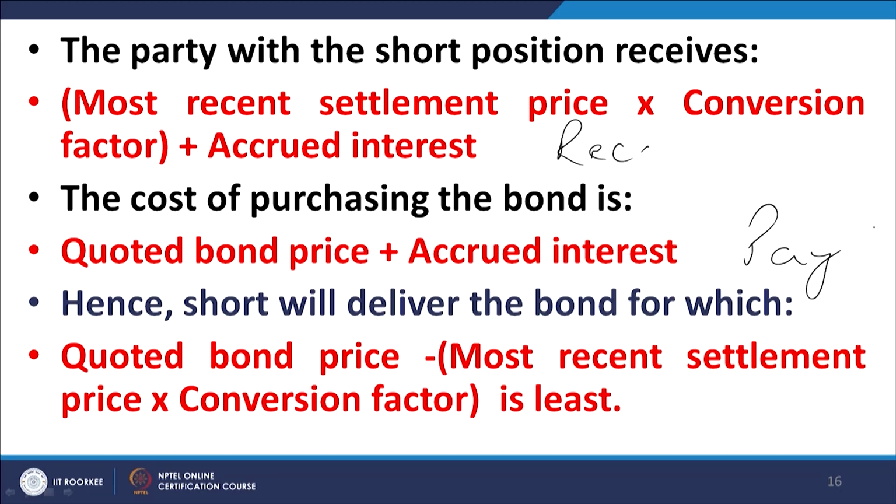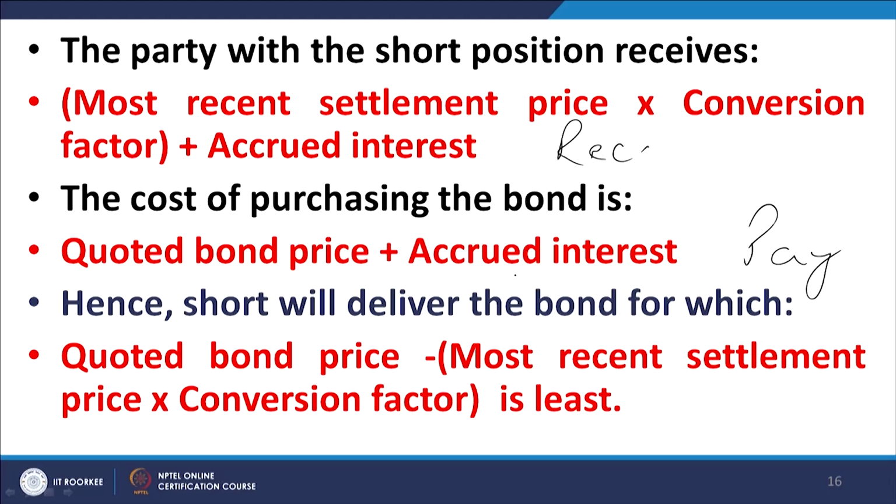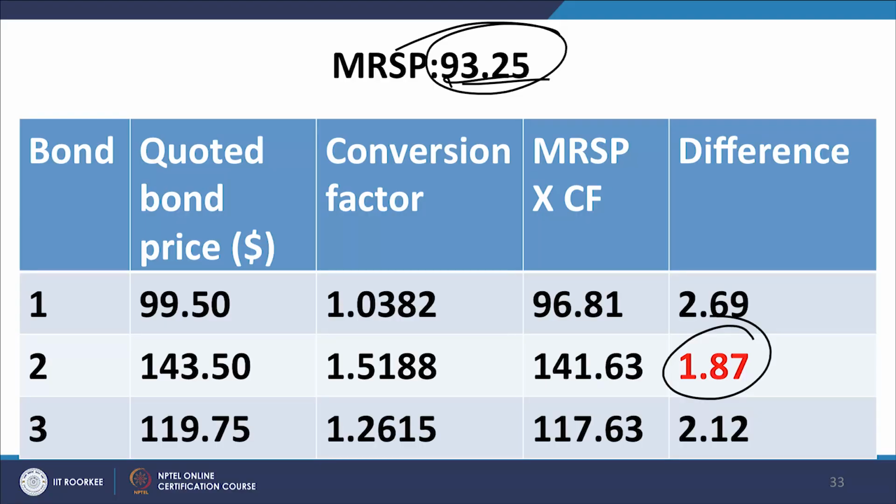So, obviously, this is what he receives and this is what he pays. Now, he will obviously select that option because he has a choice. He will select that option for which the pay minus receive is the lowest, or conversely receive minus pay is the highest. So, in other words, short will deliver that bond, of the multiple options that I have, for which the quoted bond price, this accrued interest cancel with each other, quoted bond price minus MRSP into conversion factor is the least. Let us take a small example.